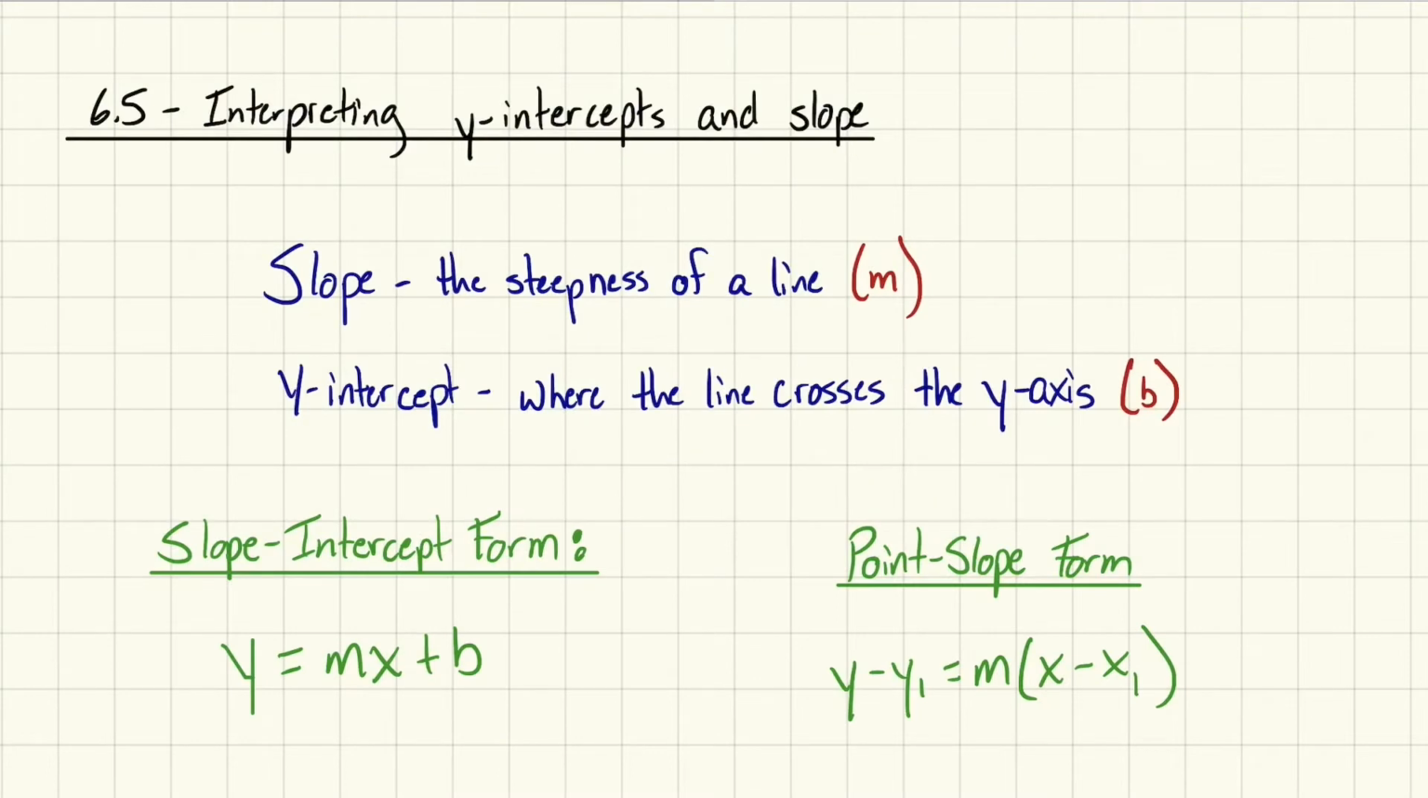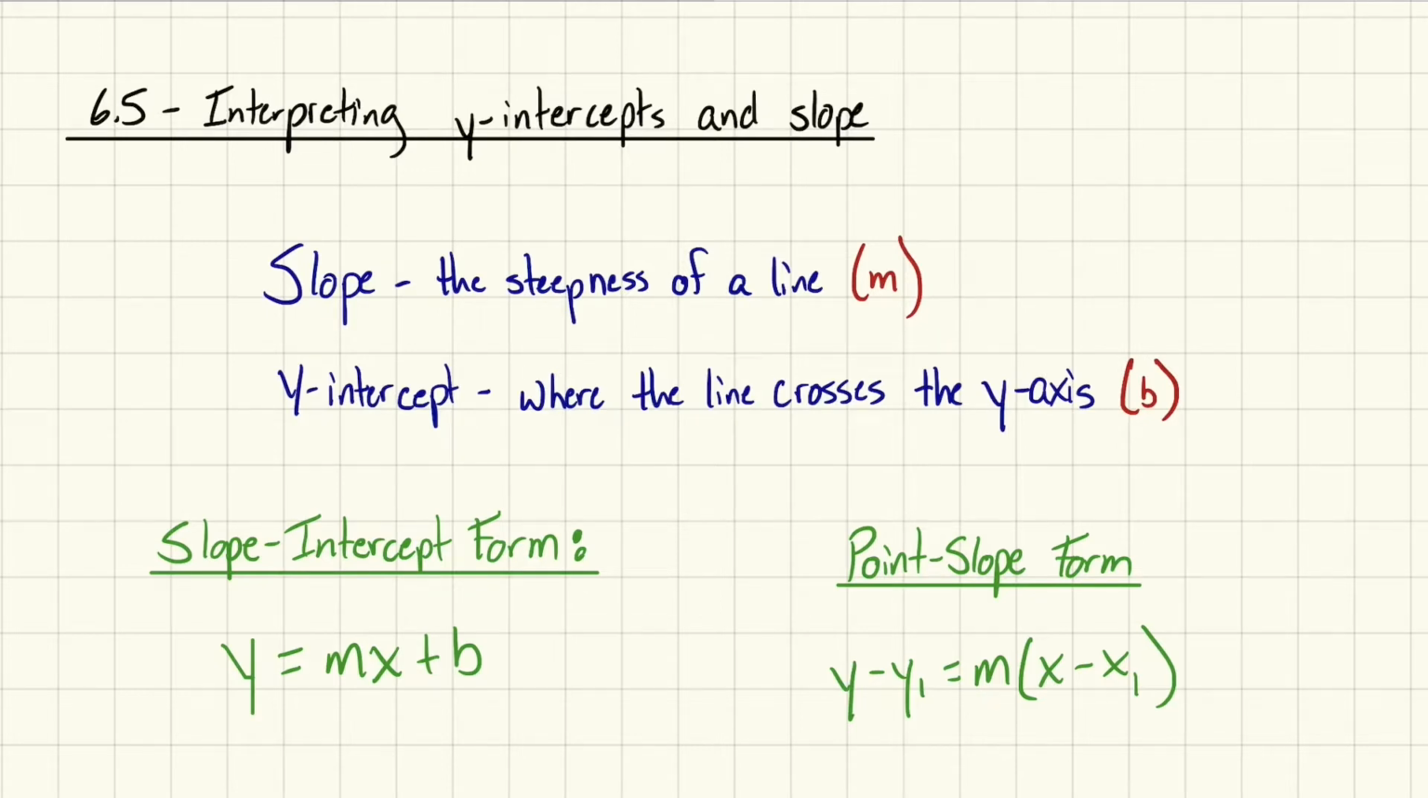Hello everyone, and welcome to lesson 6.5 on interpreting y-intercepts and slope. In this section, we are going to talk about two of the three different ways to write a linear equation. Those two methods are called slope-intercept form and point-slope form.